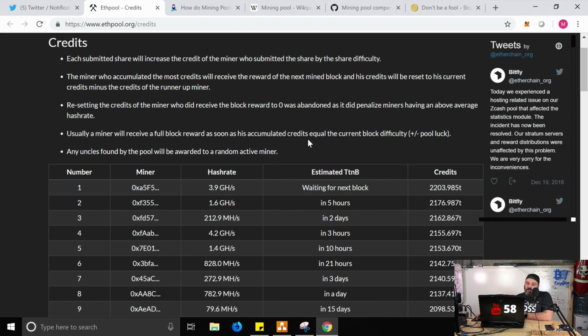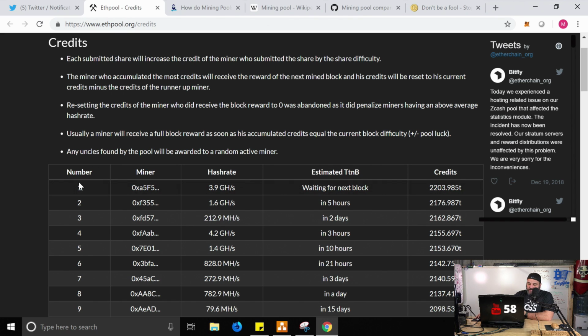However, they made a change here that I don't think really sat well with a lot of people, where it was saying essentially any uncles found by the pool will be awarded to a random active miner. That was a huge change, in my opinion, for this pool, because for Ethereum that pays out uncles, Ethereum pays out 3 Ether. When I used to mine on this, it used to pay out 5 Ether, and you'd win an uncle that would give you another 3.5 Ether.